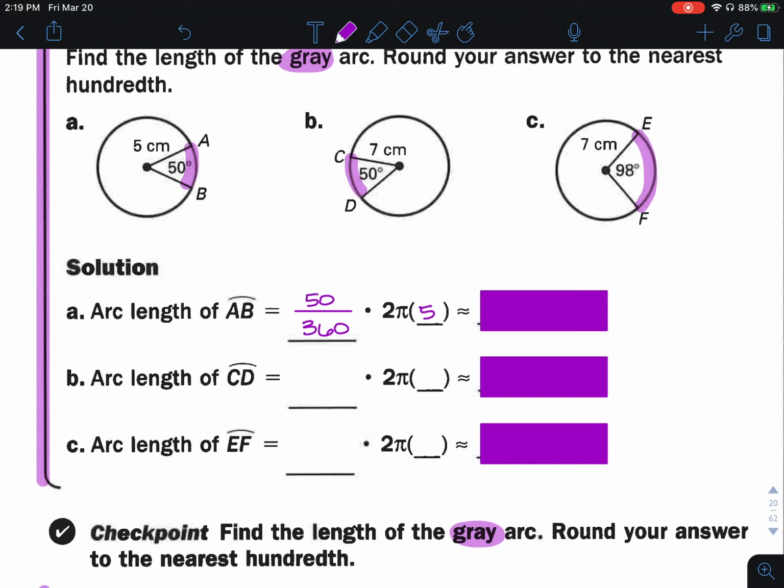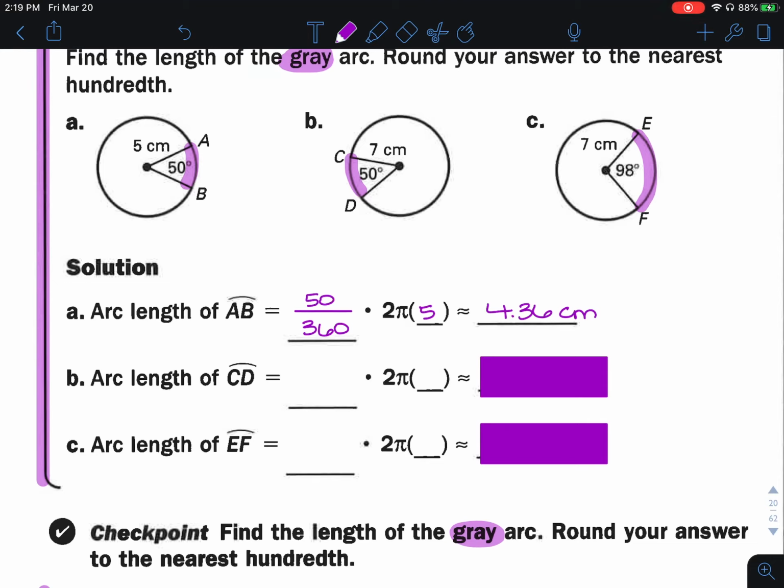In your calculator, do 50 divided by 360, whatever number you get, times that by 2 pi 5. So 2 times pi times 5. There is a pi button in your calculator, or you can use the calculator on Desmos. When you plug this into your calculator, solve it, you should get 4.36 centimeters. Again, my units are based on the units that I'm given in A. So I am given centimeters.